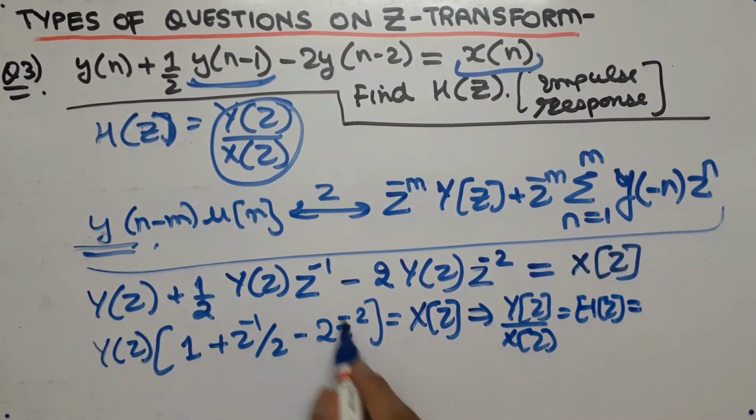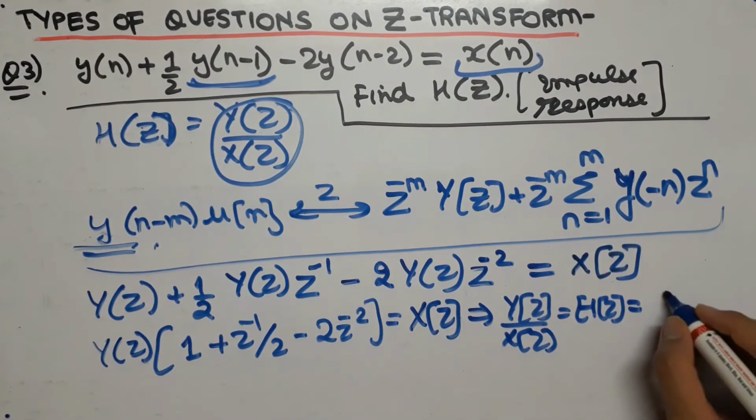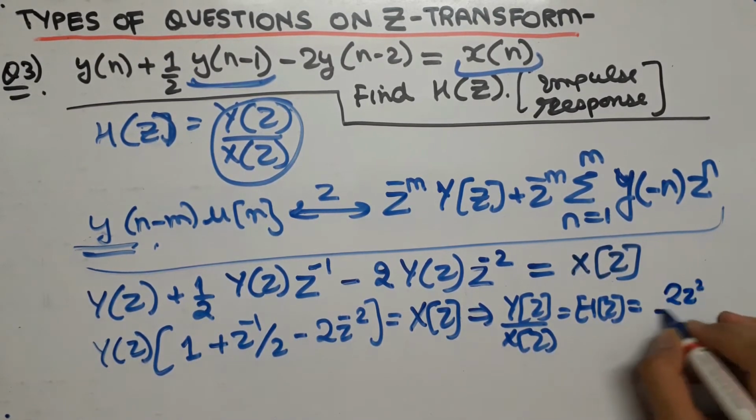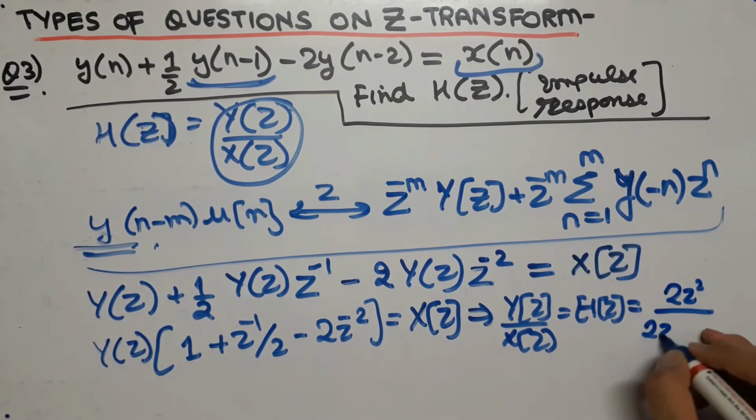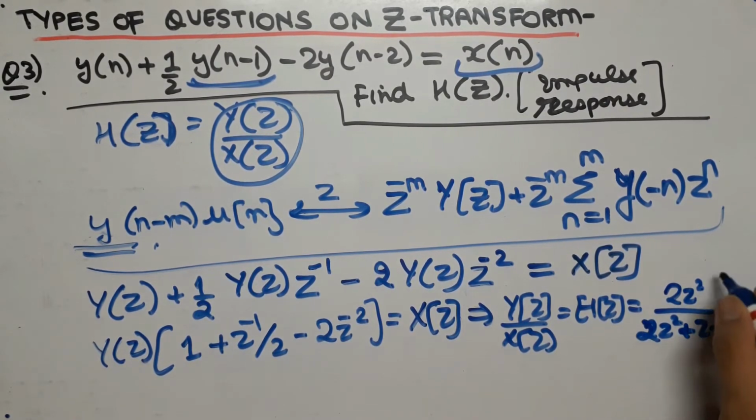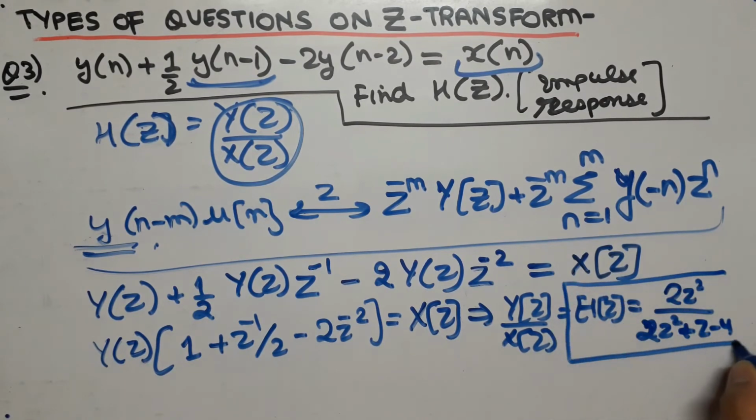Now on solving this, that is, on bringing z inverse in the denominator and similarly bringing z to the power minus 2 also in the denominator, on doing that you will get 2z square upon 2z square plus z minus 4. So guys, this is our value of hz that we found out by using this difference equation.